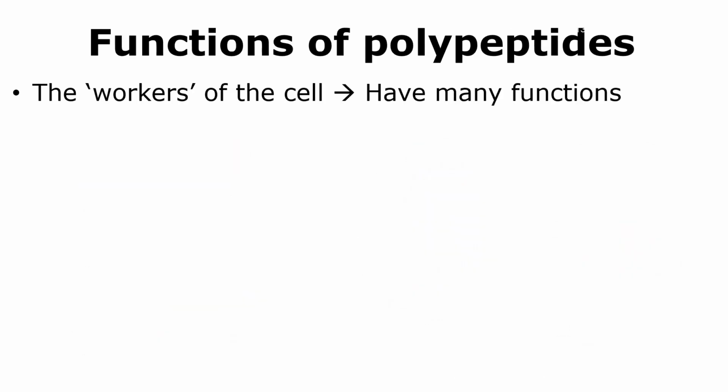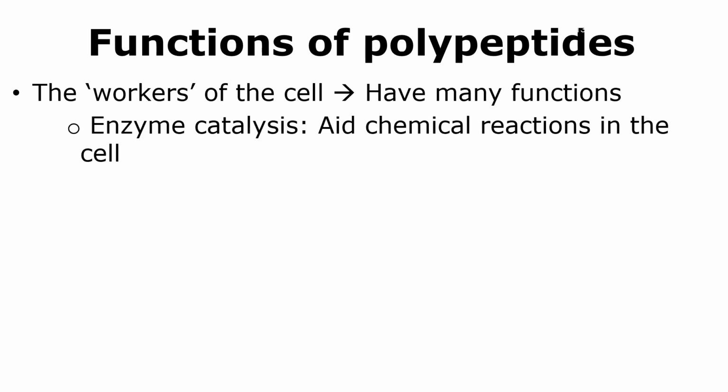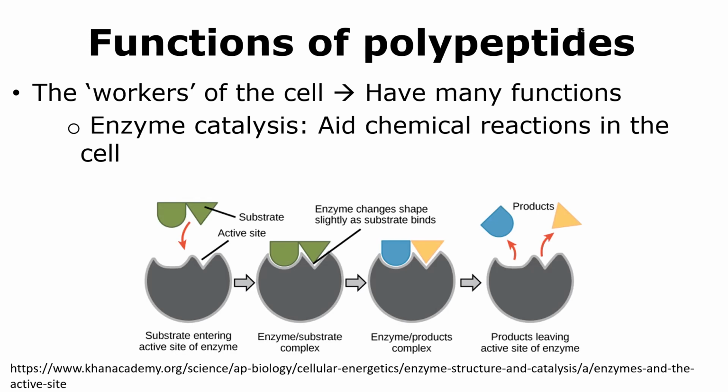When we look at the function of proteins or polypeptides, we can consider them as the workers of the cell, and hence they have many different functions. One example of a function of a polypeptide is catalysis. Catalysis is a process where a molecule can help a chemical reaction to proceed faster. In such scenarios, the enzymes, which are the proteins that mediate catalysis, can interact with a reactant or a substrate and help to form a product.